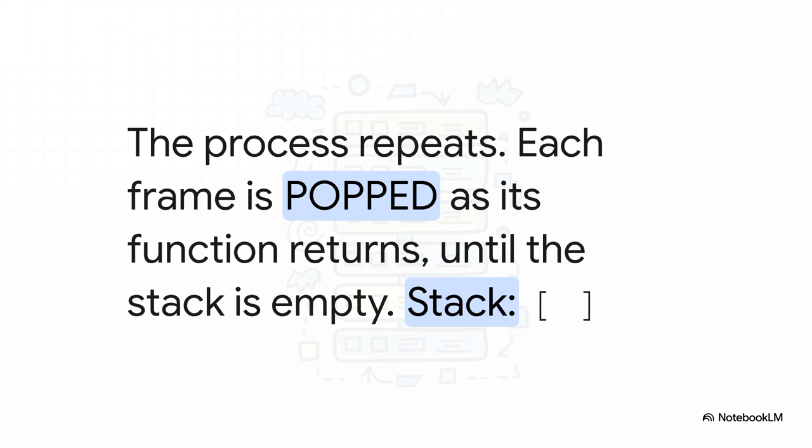And now it's like dominoes falling in reverse. Fact2 has the answer it needed from fact1, so it can finish its own math and return its result. Its frame gets popped. Control goes back to fact3. It finishes, its frame is popped, and we are right back where we started, with a totally empty stack and our final answer. Each and every function call knew exactly how to get back home.